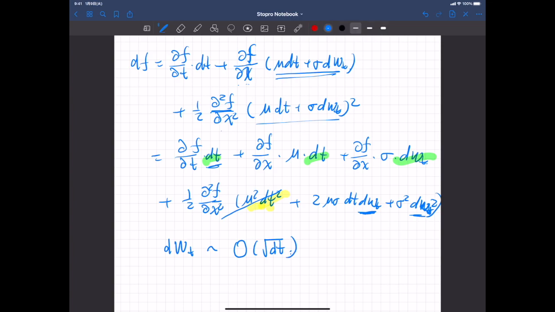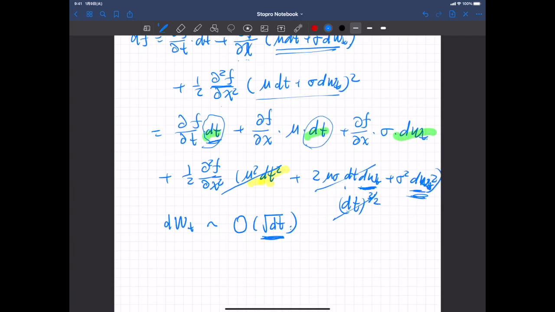Well, roughly speaking, we treat every dWt as a quantity of the order of square root of dt. So dt times square root of dt gives something of the order of dt to the power of 3/2. So this term can be ignored if we have this dt, so this is gone.